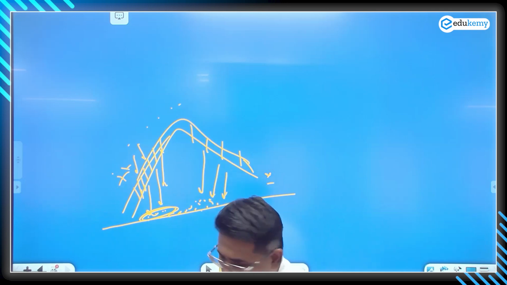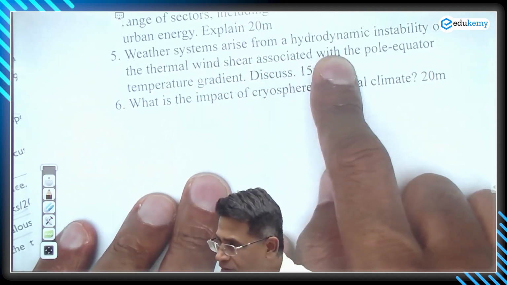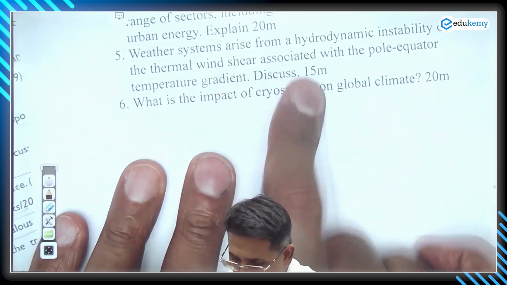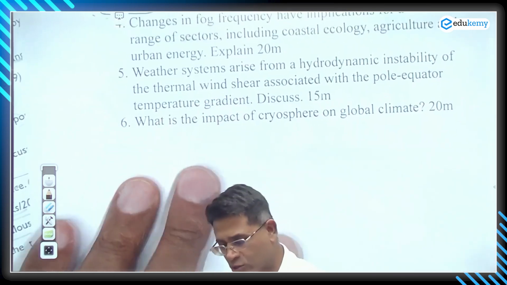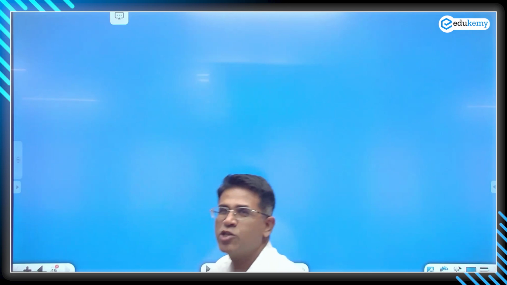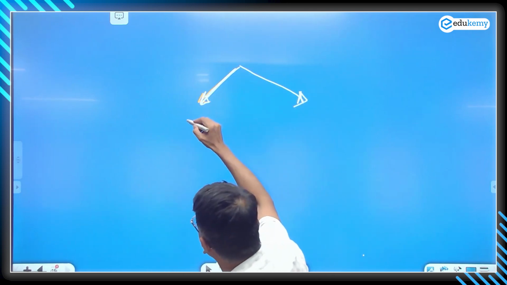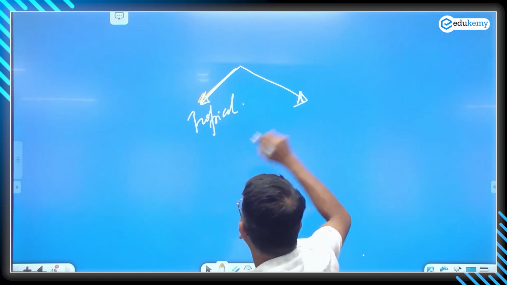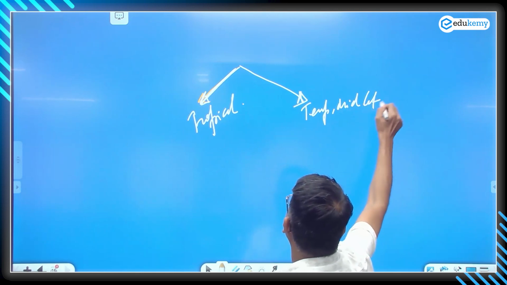Okay, next. Now this question: weather systems arise from a thermodynamic instability of thermal wind shear associated with the pole-equator temperature gradient. Write this down, I'll explain it to you. Now see, essentially you have two types of weather and climate systems. One is for the tropical areas. The second is for the temperate mid-latitude areas.